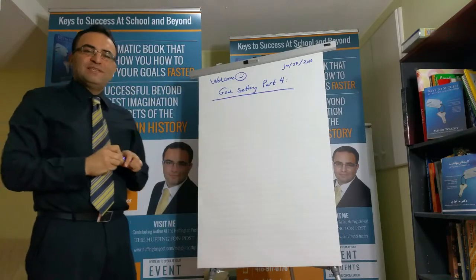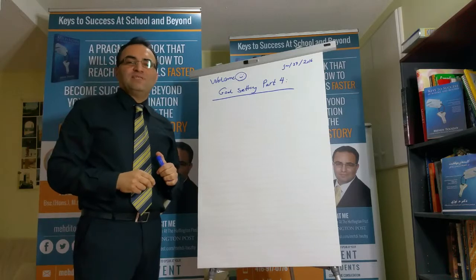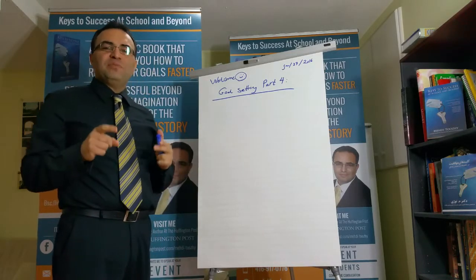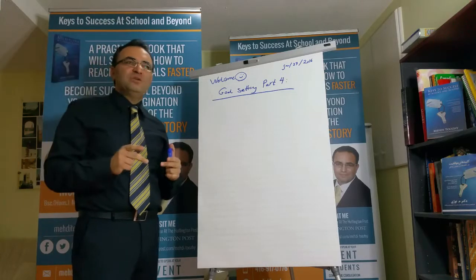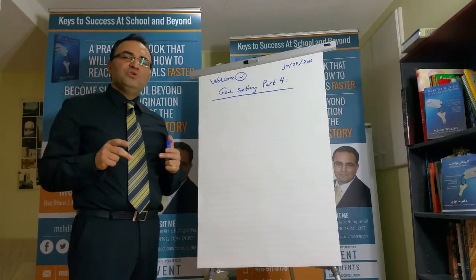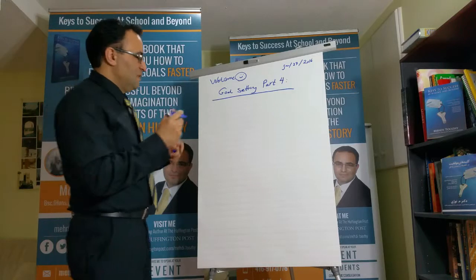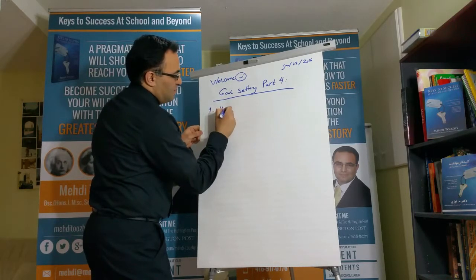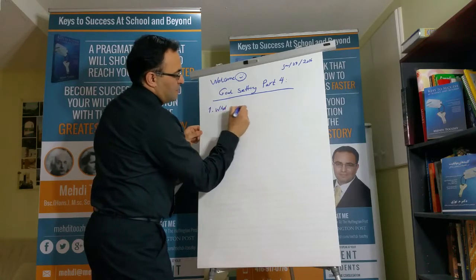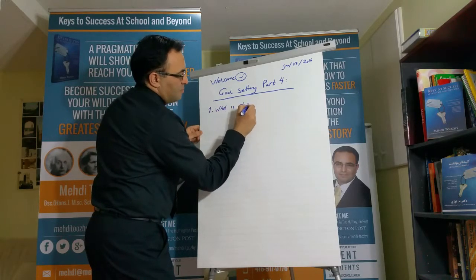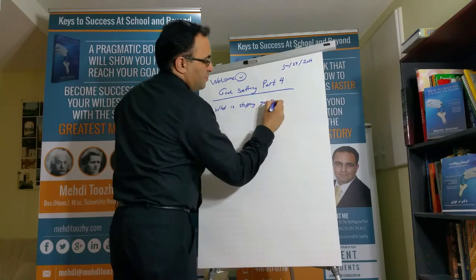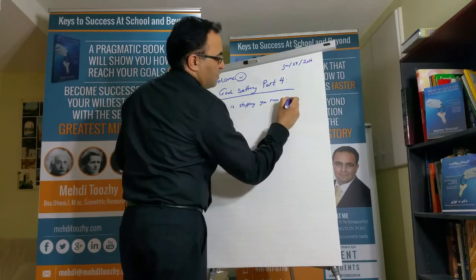When it comes to goal setting, there are two important questions that you can ask yourself. One is, what is stopping you from achieving your goal? And number two is, what can you do to get to your goal? So number one question is, what is stopping you from achieving your goal?